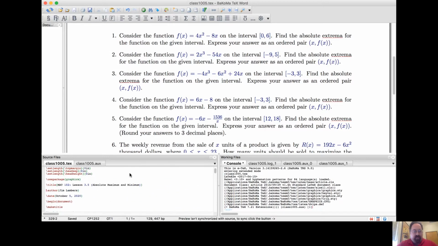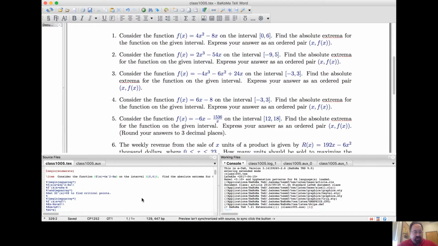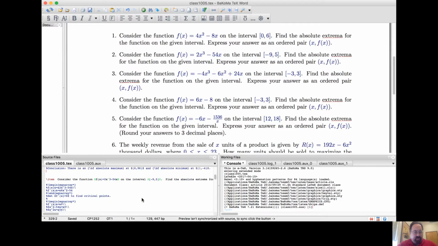So just to illustrate the procedure, I'm actually going to start with problem number 2. Okay, so we have this function, 2x cubed minus 54x, on this interval. And we want to find the x values within this interval at which this function assumes its smallest and largest values. So those are the absolute minimum and the absolute maximum. Together, those are referred to as the absolute extrema.